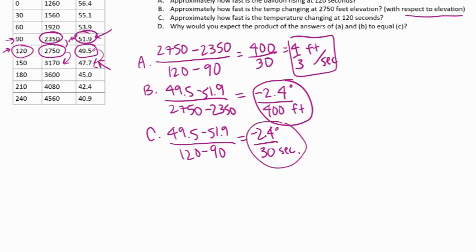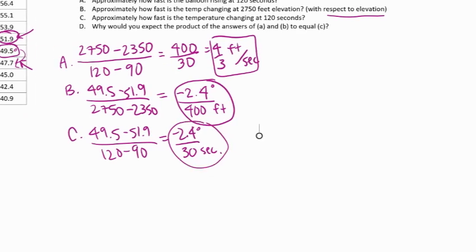Okay, and then D says, why would you expect the products of A and B to equal C? And the reason is you want to look at your units here. So 4 over 3 feet per second times negative 2.4 degrees for 400 feet. You'll notice your feet cancel, and you end up with degrees per second. And that does work out.